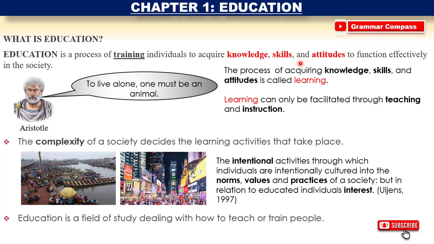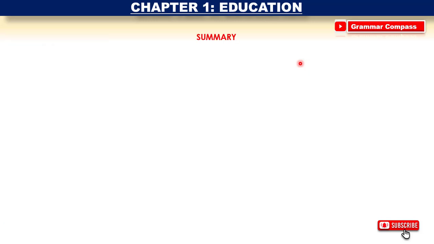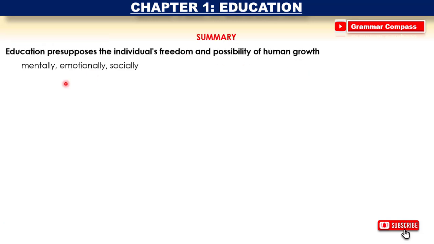From these definitions of education, we can say that one, education presupposes the individual's freedom and possibility of human growth. This means that everyone has the potential to become better, smarter, kinder, and more confident. So education helps us bring out that best version of our lives.